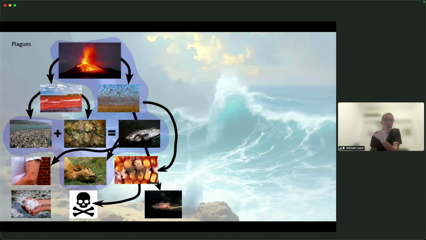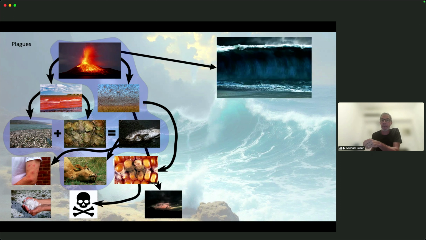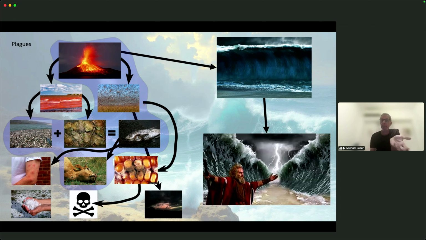Obviously, all of the plagues, including everything that we mentioned here, can be explained by the eruption of a volcano. In the eruption of a volcano, we get the added bonus of perhaps a tsunami, which would then enable Charlton Heston to part the Red Sea and for the Israelites to leave the land of Egypt.